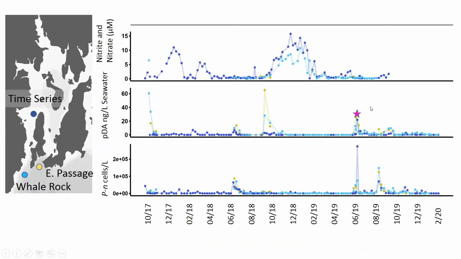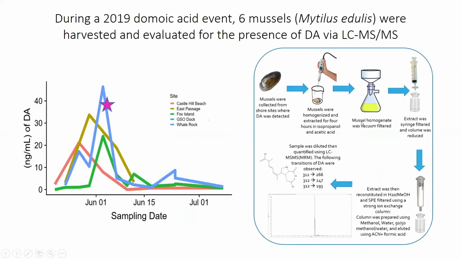Okay, so one last story here. During the June 2019 DA event, we did go out and collect some mussels. So here, this is capturing basically the DA dynamics. If we're looking at Whale Rock, you can see that it's coming up around June 1st. I think the peak was around June 4th, and then it's coming back down, and it's basically following that at all our sites.